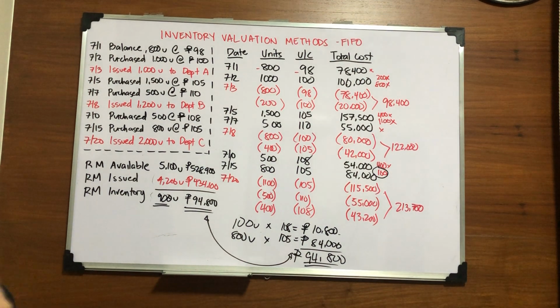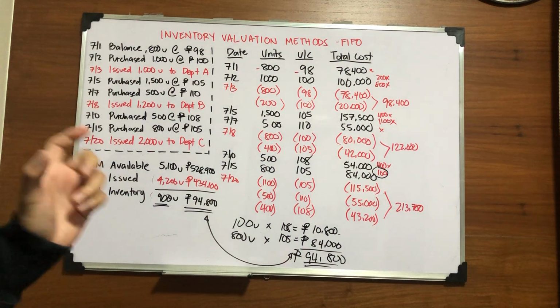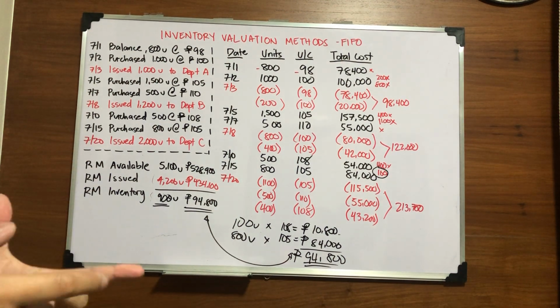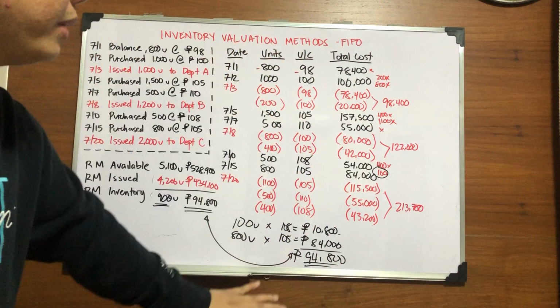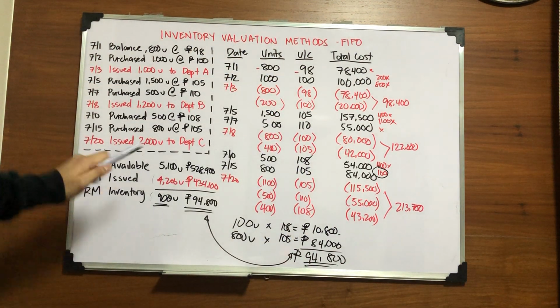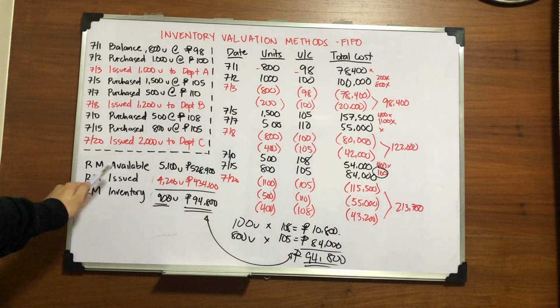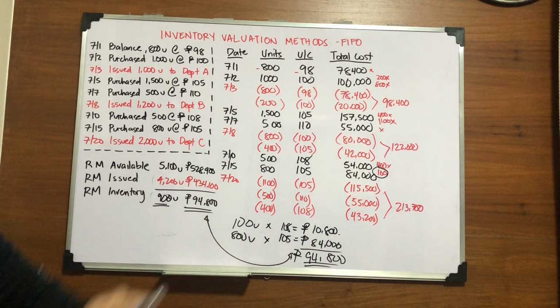The only thing that will change here is when you have issuances. For your issuances, always refer to the earliest transaction. When you're in the earliest transaction, consume those units and use that unit cost. In case it's already emptied out, refer to the next earliest transaction. Okay, so again, from here, you will be able to determine your raw materials available for use, your raw materials issued, as well as your raw materials inventory.